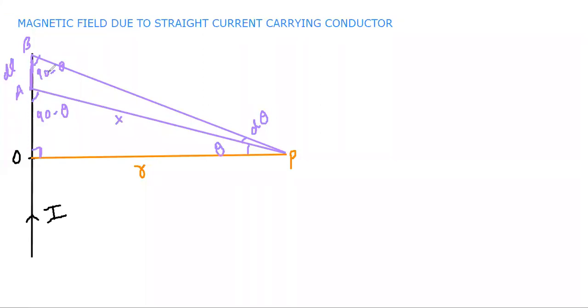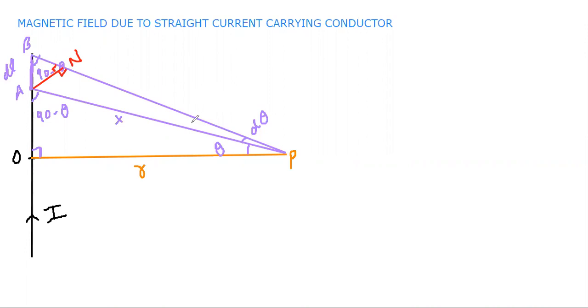So in this diagram you have to make one more construction. You have to draw a perpendicular from A to N. Let this be N, and you have drawn this perpendicular here. And this is perpendicular by construction. So this is the diagram that I'm going to use to solve for the magnetic field due to a straight current carrying conductor at this point P.